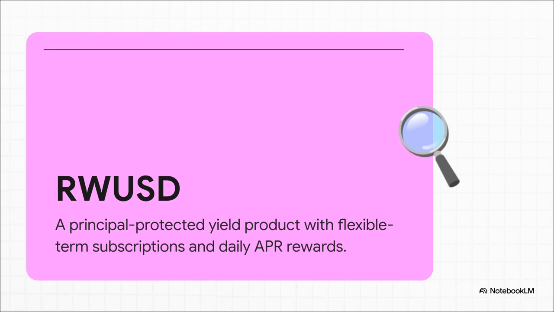The yield, or the interest you earn, is generated from a mix of things, including Binance's own ecosystem, and this is the really interesting part, real-world assets, or RWAs. We're talking about things like U.S. Treasury bills. So you can kind of think of RWUSD as an internal receipt that tracks your initial deposit plus all the yield it's earning.